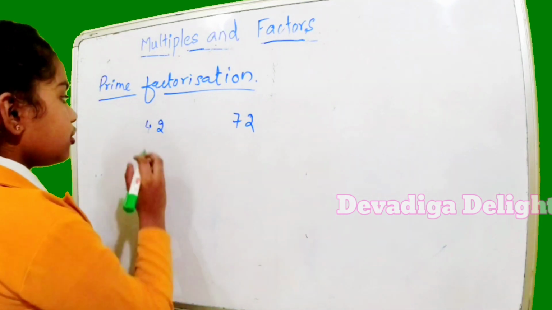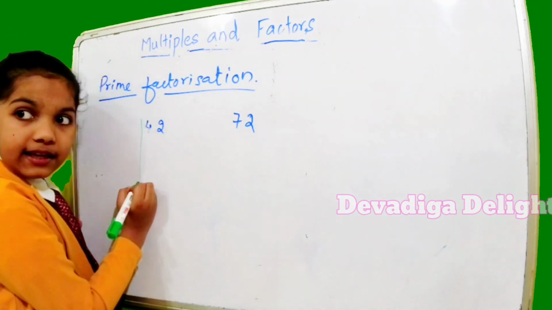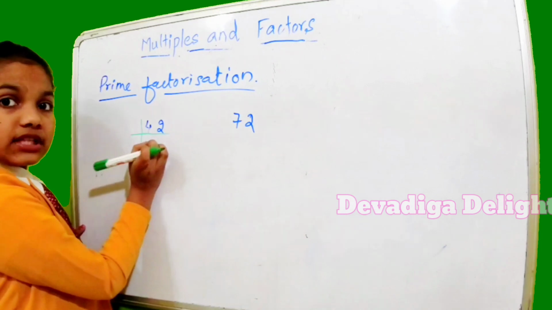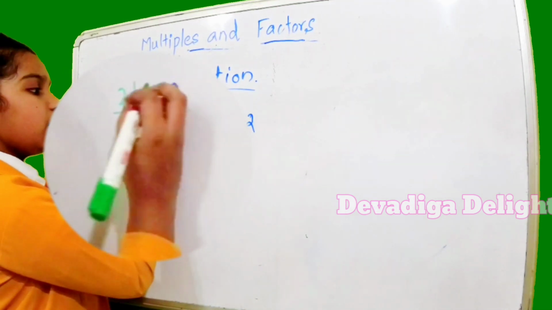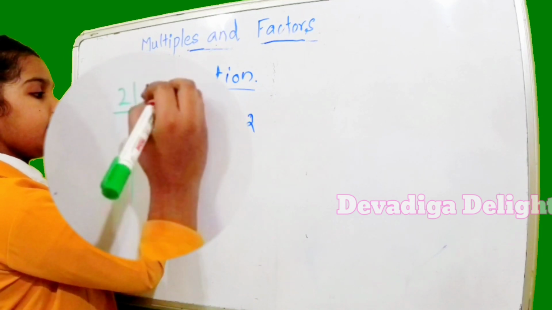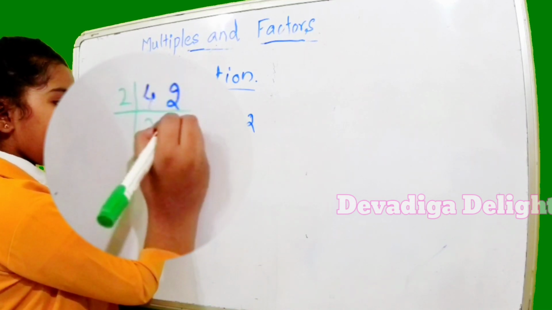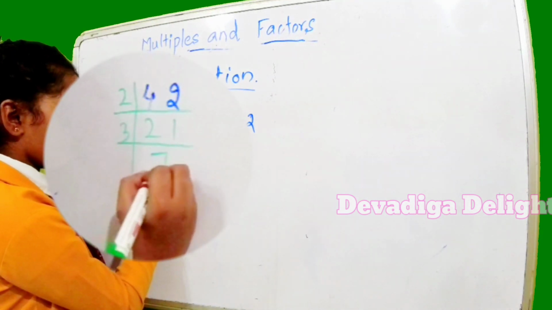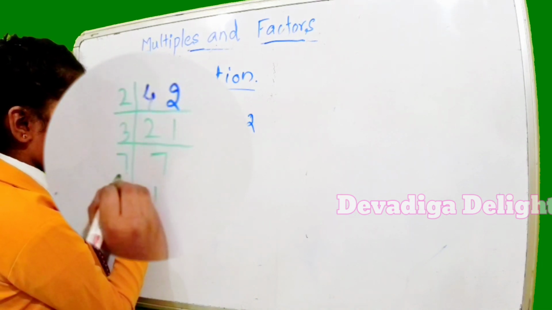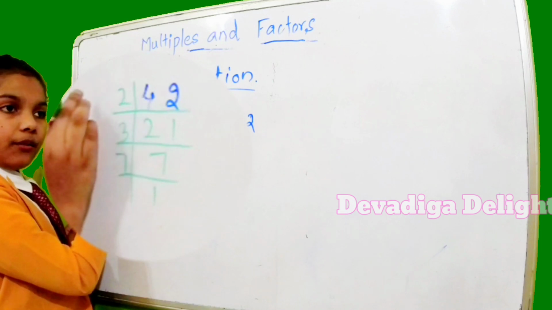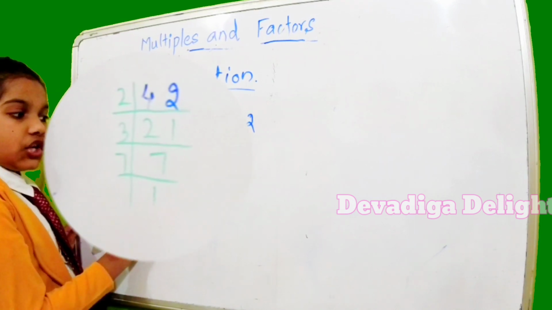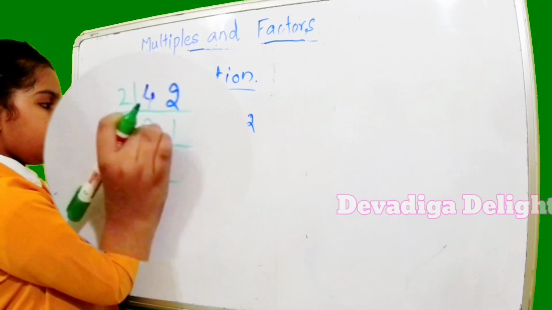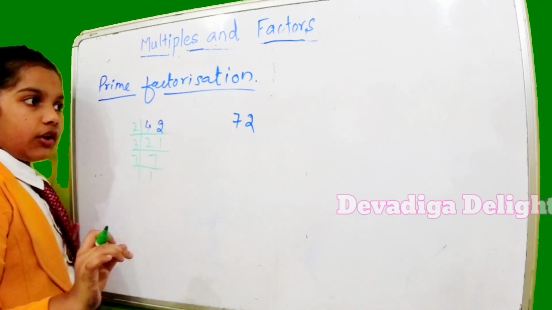Prime factorization. First you have to write a vertical line, then a horizontal line. As this is an even number, it is divisible by 2. Write 2 here, and then 2 here, and then 1 here and 3. 3 sevens are 21, and then 7 here, 1 here at the end. Whatever you write on this side should be a prime number. To check if you have done it correctly, you do 7 ones are 7, 3 sevens are 21, 2 21s are 42, like that.